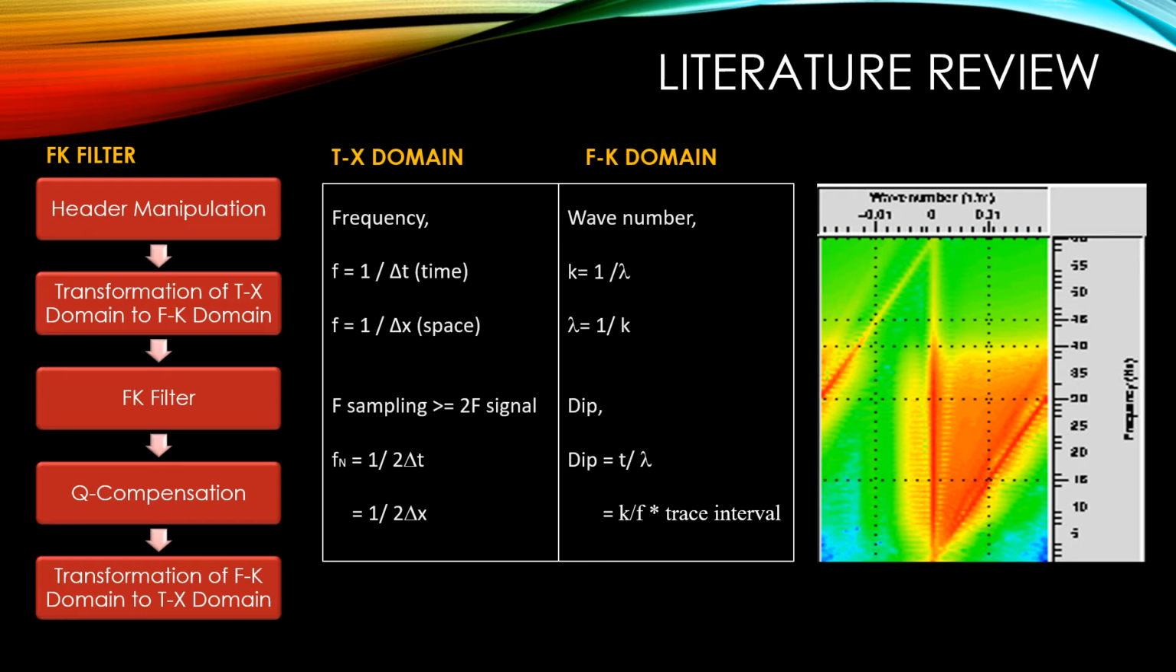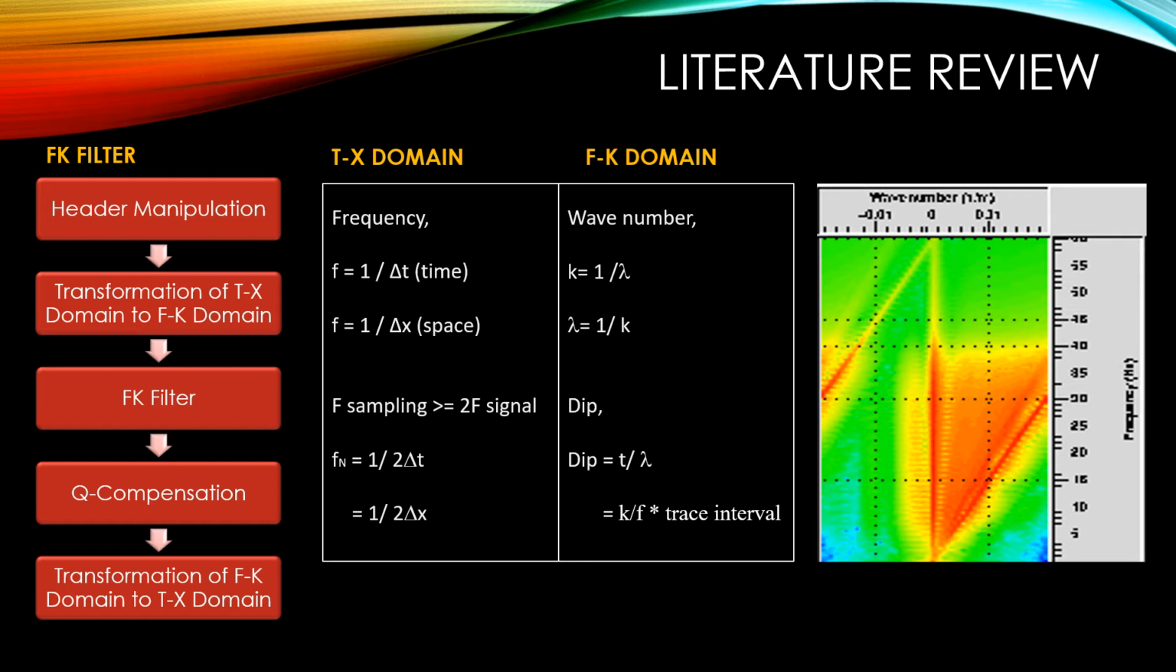So, why did we transform the time-space domain of our data into the frequency wave number domain in the first place? In the time or space domain, the dimension is controlled by the trace spacing, and according to the Nyquist theorem, the sampling frequency must be at least twice the signal frequency, up to the Nyquist frequency, to avoid aliasing. As we all know, frequency is the number of cycles per second. For spatial frequency or wave number, k, it is the number of cycles per unit distance, while spatial wavelength is equal to 1 over k.